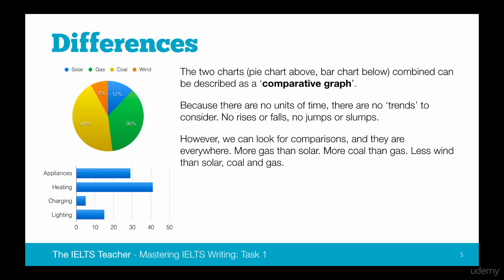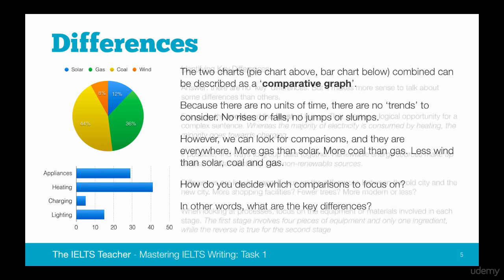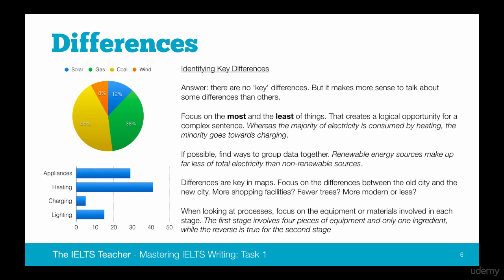We have more gas than solar power. We have more coal power than gas power. There's less wind than solar, coal and gas. So lots of different ways that we could talk about the differences. So how do you decide which comparisons to focus on with so many to pick from? In other words, what are the key differences, the most important differences? Well, the answer here is that there are none. There are no key differences. But it makes more sense to talk about some differences than others.